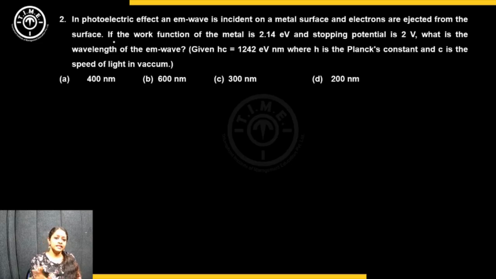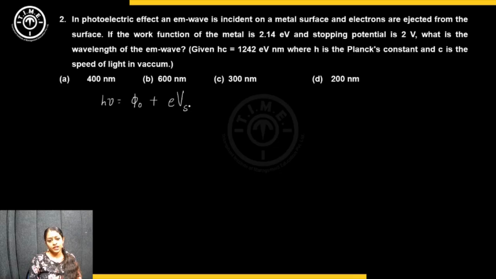So here all the data are given. Work function is given. Stopping potential is given. The value to be taken for hc is given. What you have to find is the wavelength of the incident radiation, that is lambda. Okay. So we can start from the photoelectric equation, that is h nu is equal to phi 0 plus Ke max. Here the question is regarding the stopping potential. So in place of Ke max, we can substitute eVs, where Vs is the stopping potential.